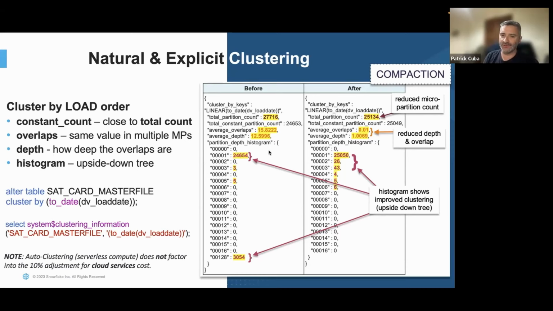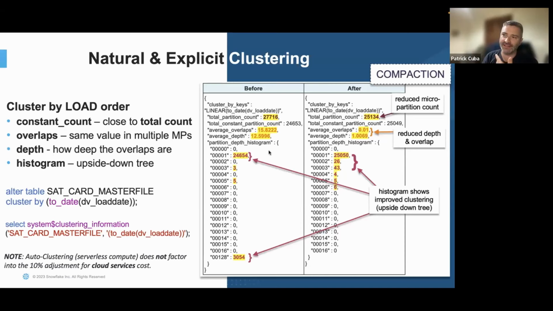Before I clustered this 60 million record table, that's what it looked like on the left-hand side. Basically, I had a total partition count, and I had overlap values and depth. So what that's telling me is that the value that I'm looking for in the load date sometimes overlaps between micro partitions, right? And a histogram with most of the numbers at the top of the histogram is a good distribution of the keys, right?